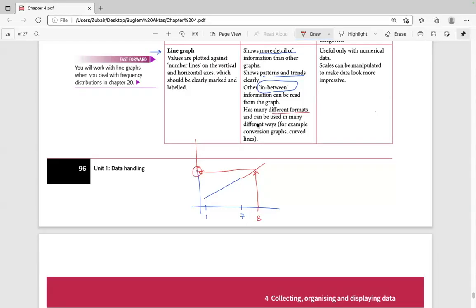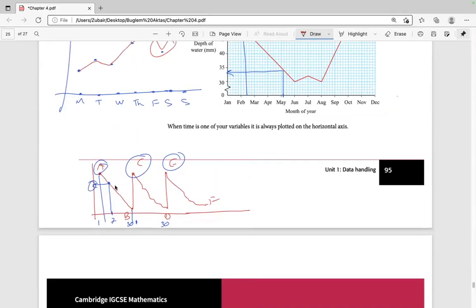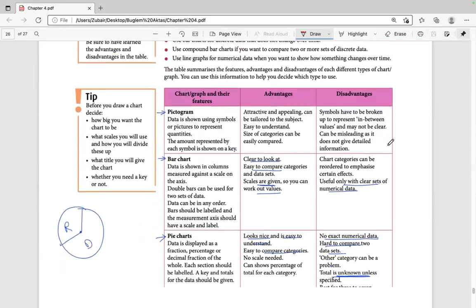So line graphs give you that leverage. They have many different formats and can be used in many different ways, for example conversion graphs and curved lines. One type is right in front of you, linear and increasing. Another keeps on decreasing, then increasing. If we know this is the depth of water, it shows the trends, decreasing and increasing, and the exact value of the depth and the time of the year. So that gives you the maximum details.